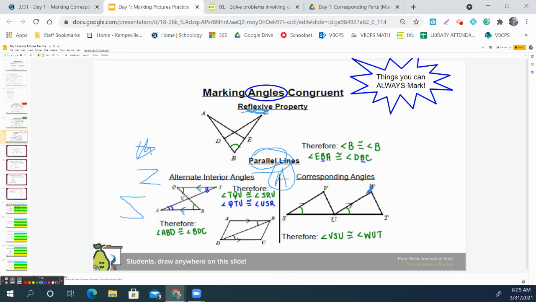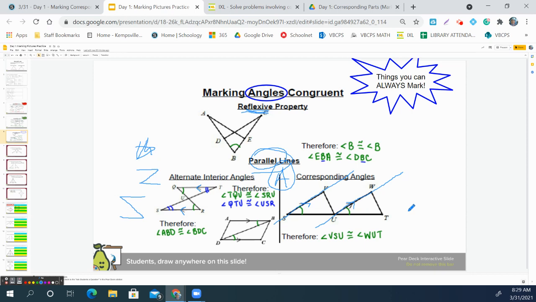Alternate interior angles, and then corresponding angles. You guys are the best class I've ever had at identifying corresponding angles. So if I know that SV is parallel to UW, and you can extend those lines if that makes it easier to see, I can slide U right on top of S and S right on top of U. Those are corresponding angles. They're connected by this SUT transversal.